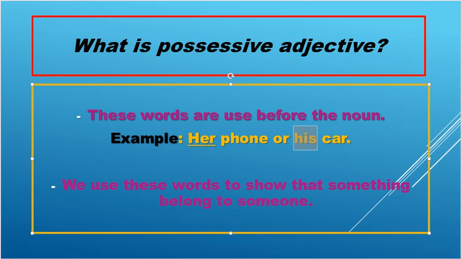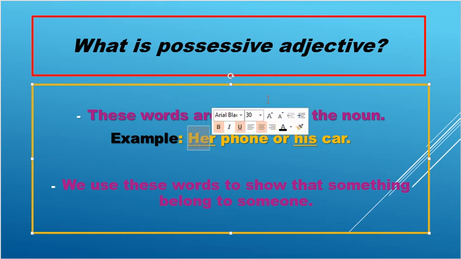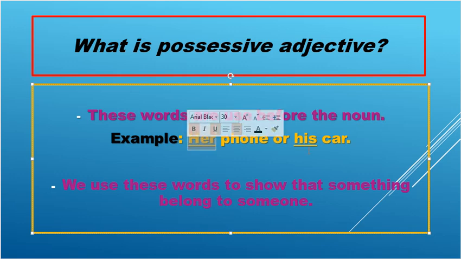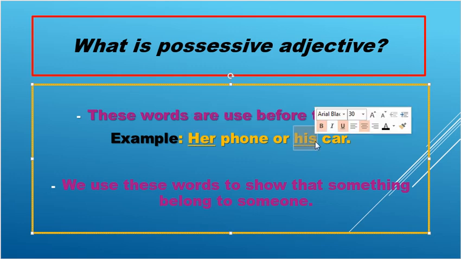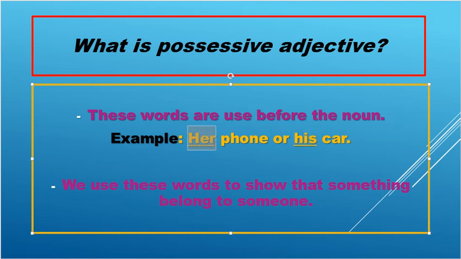Class, these terms or expressions are applied before the noun: first the possessive adjective, then the noun. So from the word before, we know it comes first, then the noun. Here, this is her and his. His we use for the boy and her we use for the girl. So her phone or his car.